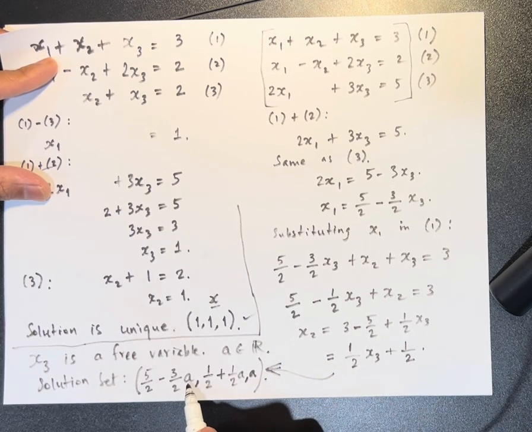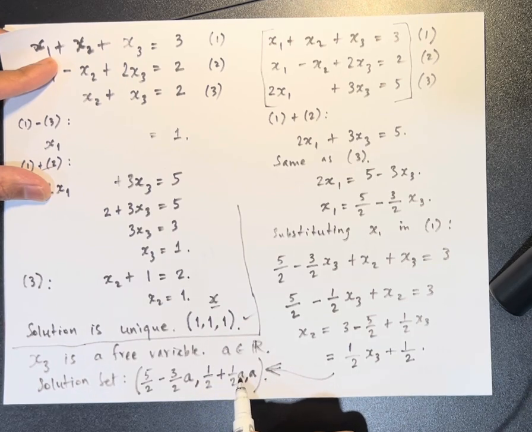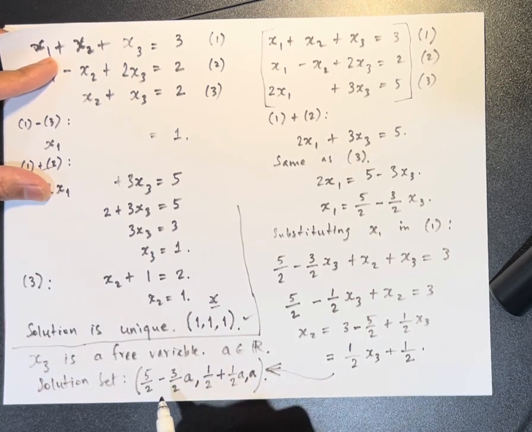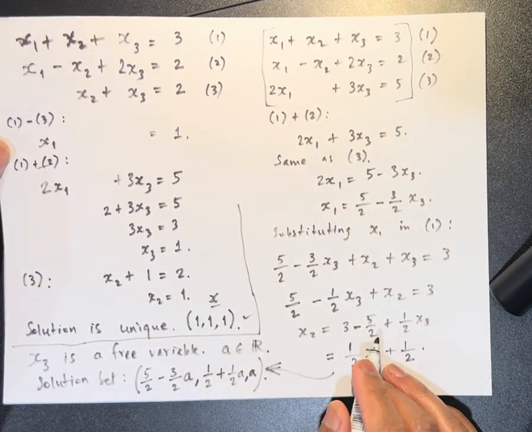For example, I can take a equal to 0, a equal to 1, 2, whatever, even any real number, 0.5, 0.1, 0.01, anything, and then I can substitute the value for a here. That will be a solution to this system of linear equations. Okay.